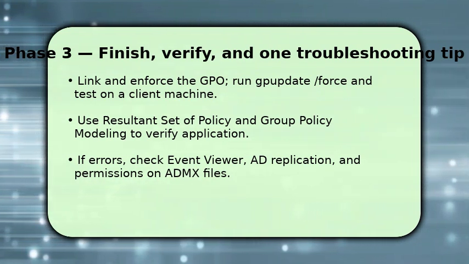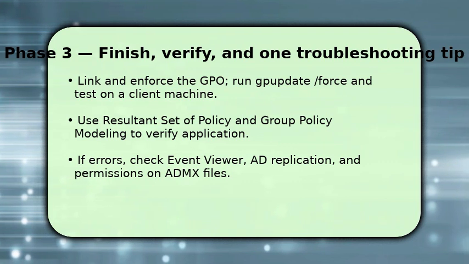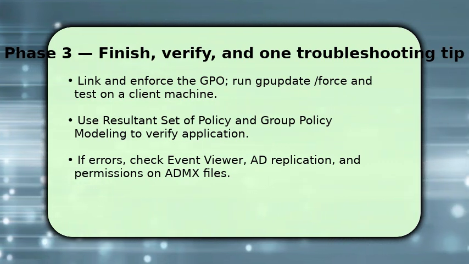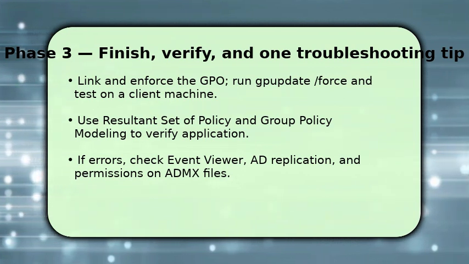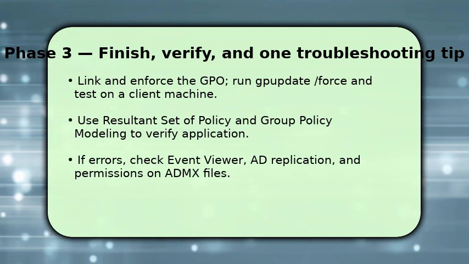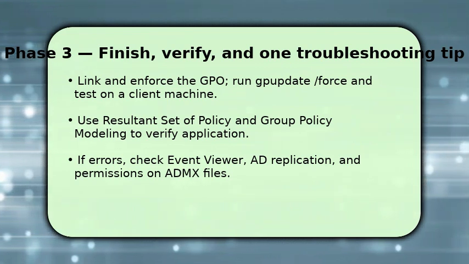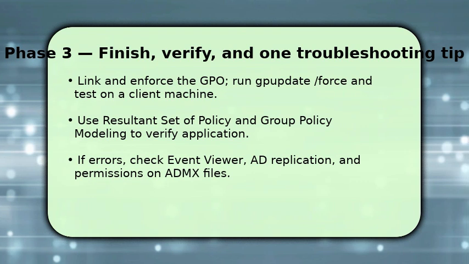If things go wrong, inspect Event Viewer logs, verify AD replication health, and check permissions on the admin/admil files. Often it's a replication or rights issue. Finally, iterate changes and retest until the desired behavior is consistent.